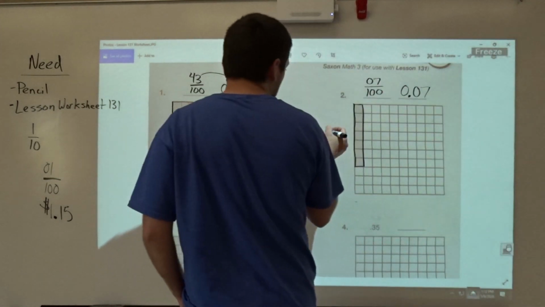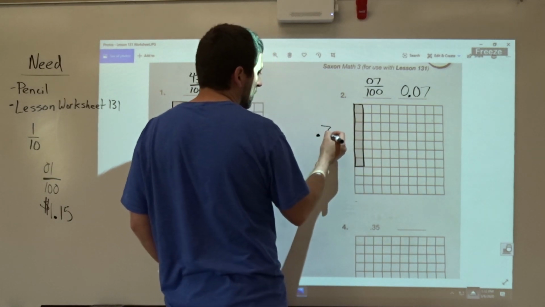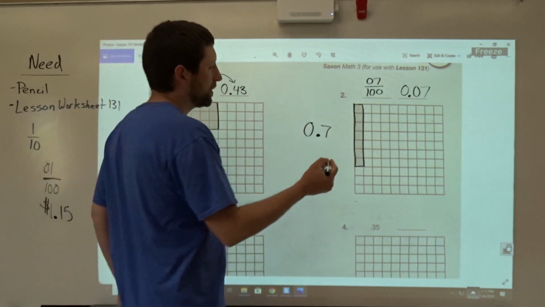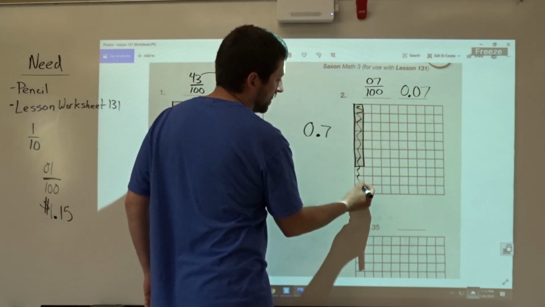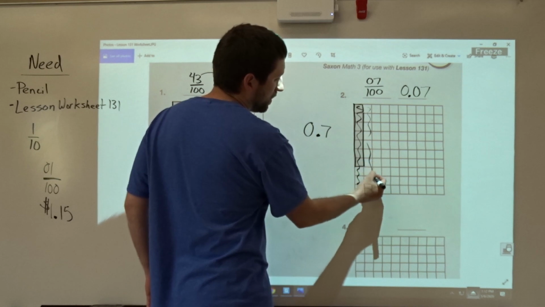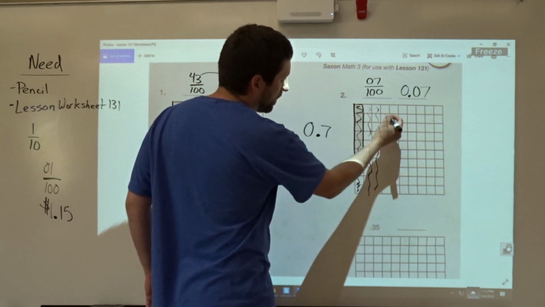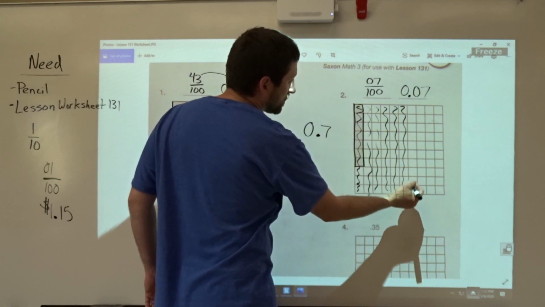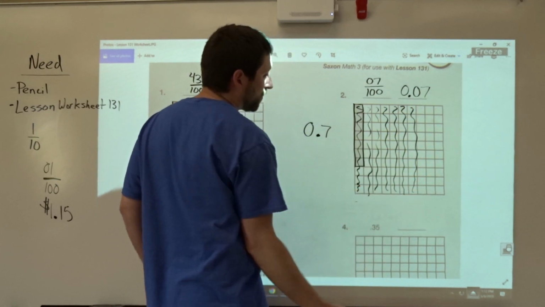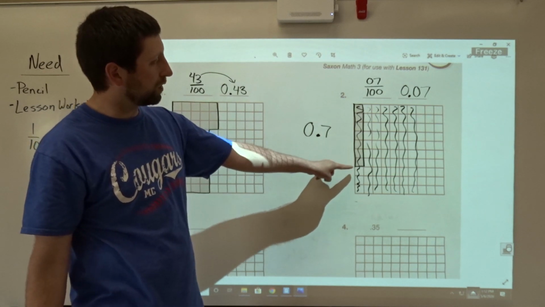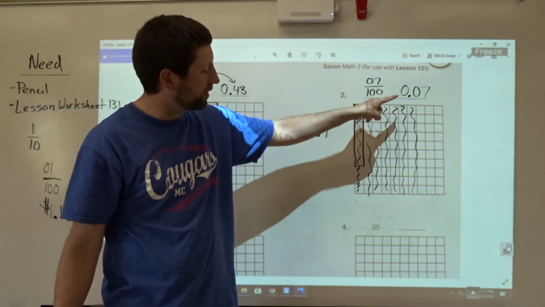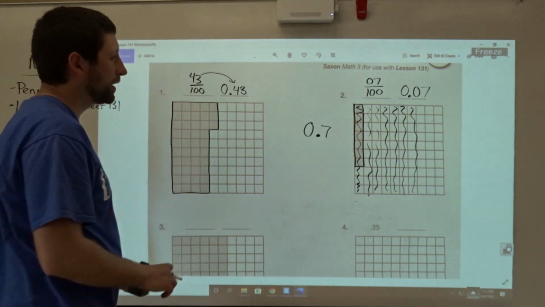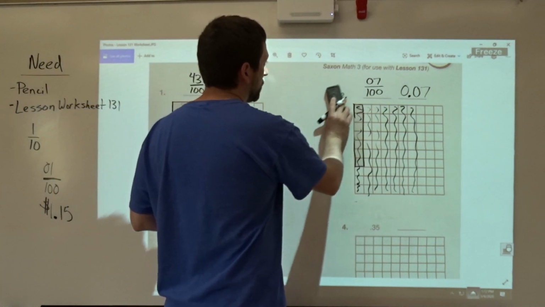I'll show you if you went like this, 0.7, if you went 0.7 or 7/10, what that is saying here is that I would have 1, 2, 3, 4, 5, 6, 7 full rows shaded. So this is what we are looking for here. We are looking for 7 hundredths, not 7/10. So it's very important that we have that 0 there because that changes the answer quite a bit.